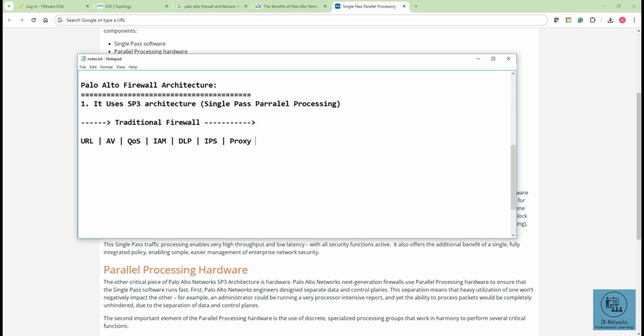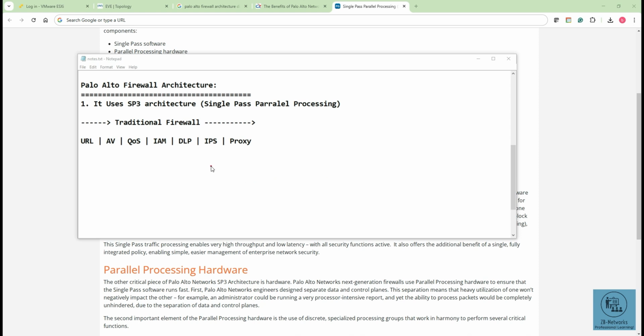So there are multiple engines inside a traditional firewall, and the packet has to pass through each and every component of that traditional firewall before it can take a decision of getting routed outside or not, right? So this takes a tremendous amount of time. It will take a huge amount of time for multiple packets to be processed at a given point of time, right?